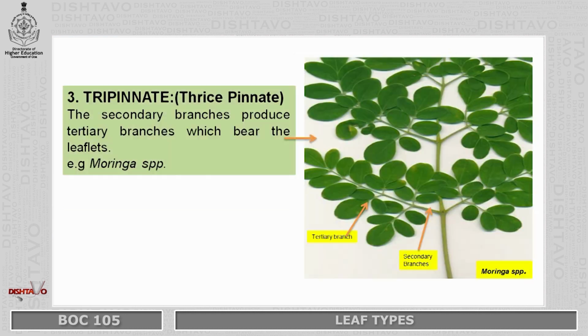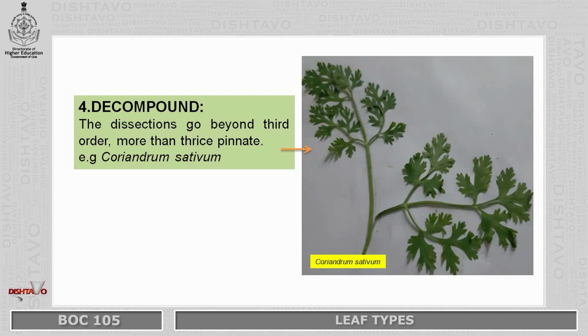Now we go to tripinnate, which is also called thrice pinnate. Here the primary branches produce secondary branches, the secondary branches produce tertiary branches, and the pinnules or the leaflets are borne on the tertiary branches. This we see in Moringa oleifera. Then the last degree of pinnate leaves is decompound, wherein they are more than thrice pinnate. The lamina is so much incised that it just forms green leafy stalks, as you see in fennel leaves. Also one example which I have cited here is Coriandrum sativum, which you can see in the older leaves, it is a decompound leaf.